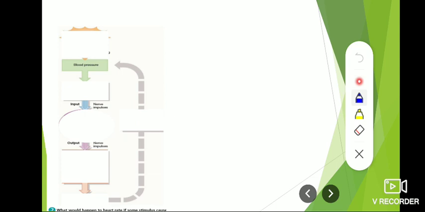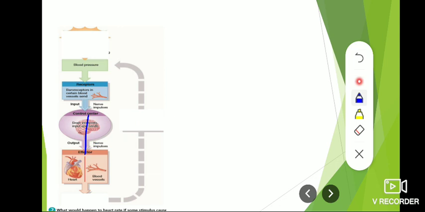Now take the example of blood pressure. The body's blood pressure is sensed by the receptors in the blood vessel, called baroreceptors. Baro means pressure, and receptors are the sensors. So the baroreceptors in the blood vessel will sense change in pressure. They will go to the control system in the brain, called the vasomotor center. Now they will give feedback to the heart and blood vessel to bring the pressure back to the normal.